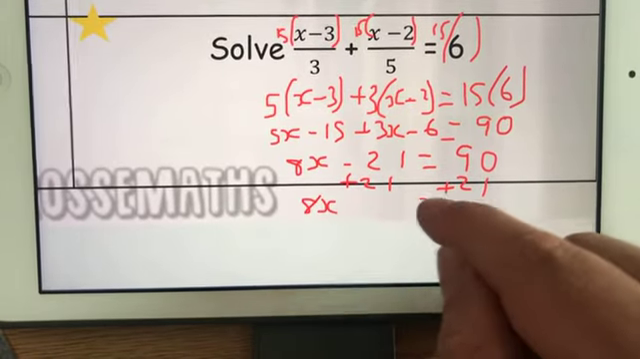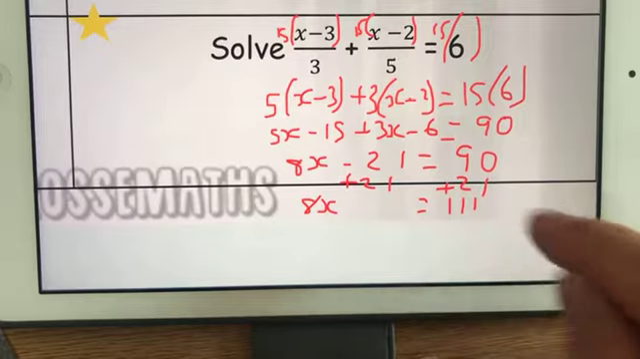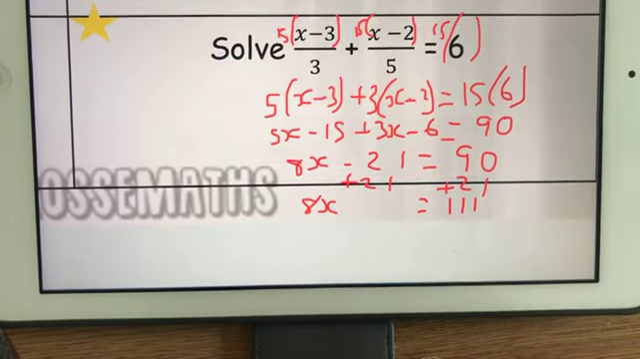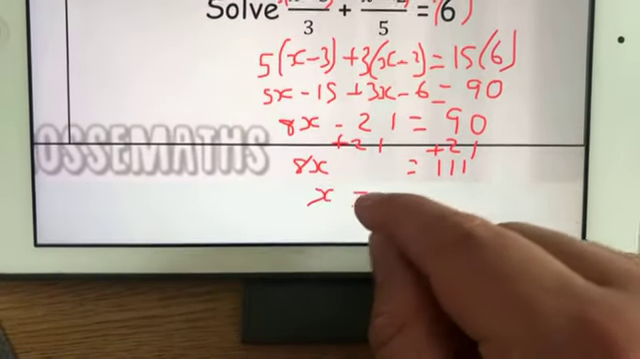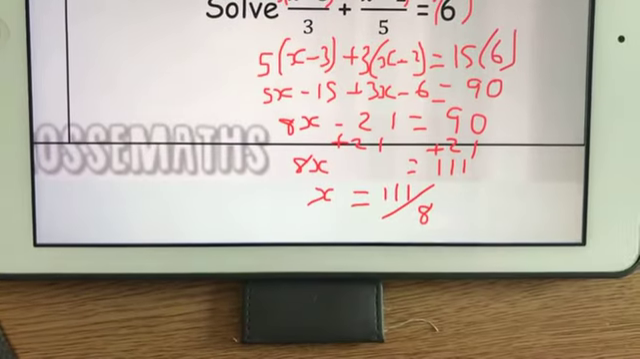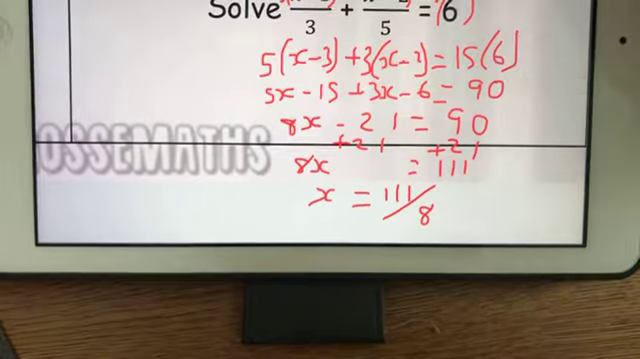8x equals 111. And then I don't think this will simplify to give us a nice answer, so I can just write x equals 111 over 8 as an answer. That is worth 2 marks. Okay, so well done if you got that right.